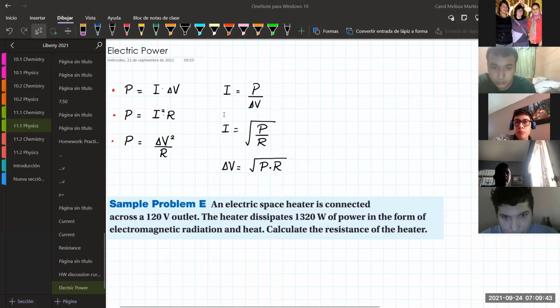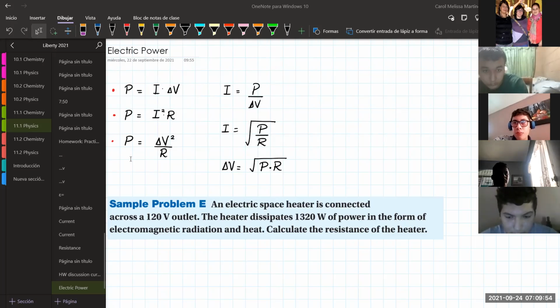Recording in progress. Electric power, and remember that this is somehow what the project is going to be related to, so it is important that you pay attention to this. The first example we already did. I deleted it, but I guess I finished. I don't remember. So it is about the electric space heater that is connected across a 120 volts outlet.